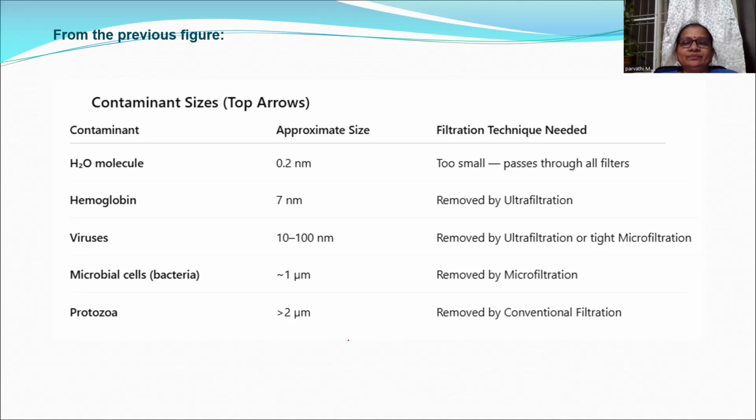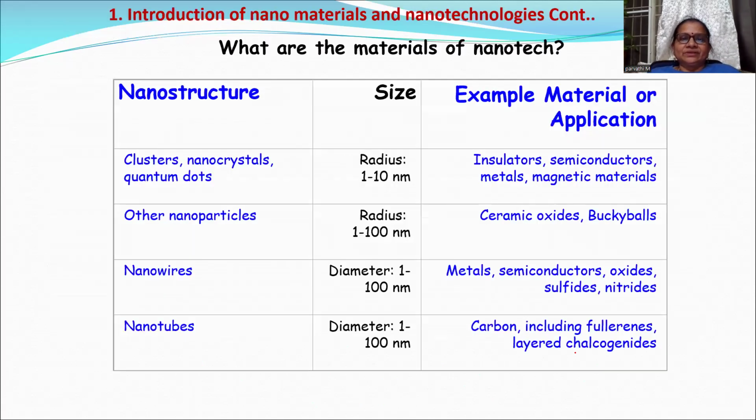And then hemoglobin, which is of size 7 nanometer, will be filtered using ultrafiltration. Then viruses, 10 to 100 nanometer, ultrafiltration or tight microfiltration. Similarly, microbial cells are of size 1 micrometer and use the technique of microfiltration. Then protozoa, which are 2 micrometer, can be filtered using conventional filtration.